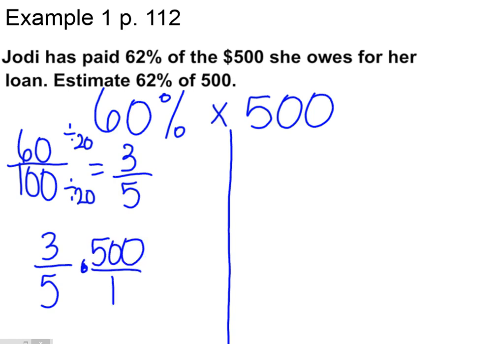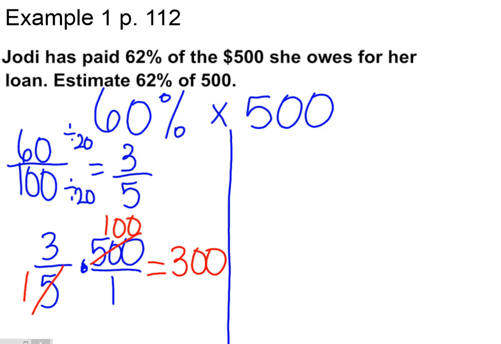And I like to show it as 500 over 1, just so I can multiply straight across. Now, looking at the diagonals, I can cross out a common factor of 5. 5 goes into 500 100 times. 3 times 100 is about 300 over 1. It can just be written as 300. So it is about 300.